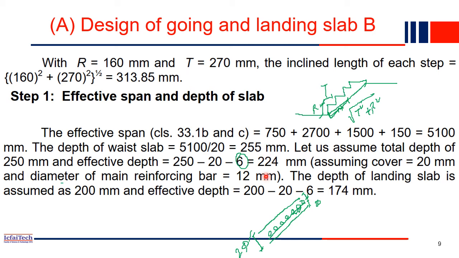Every designer can take some other values, but the values should be reasonable, right? You cannot use an effective depth of 1 meter, that is very illogical. That's why we normally use 250 or 200, whatever it may be. These are the logical range for assuming the data.